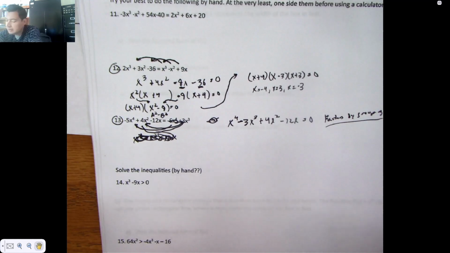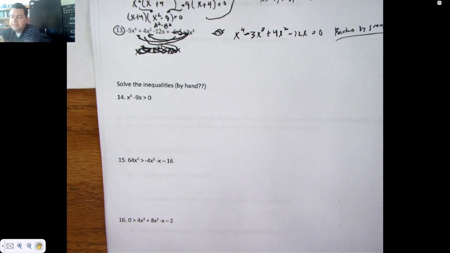All right. Solve the inequalities, and then I have the by hand question, because you can. They're not too hard. So if I was looking at 14, which is probably a little easy. Oh, look at 16. 16 is the hardest of these.